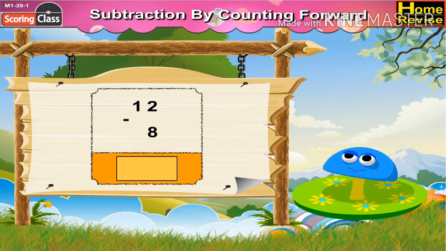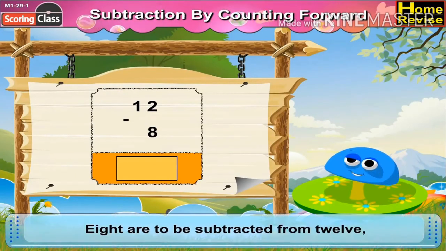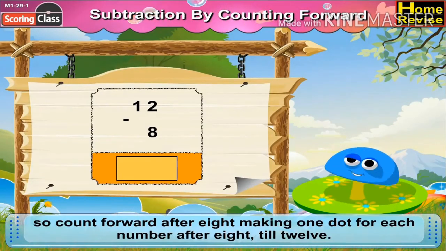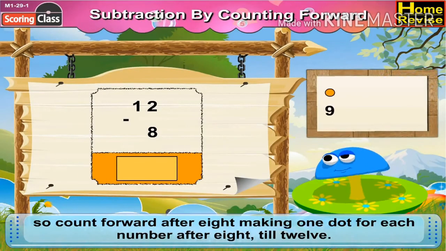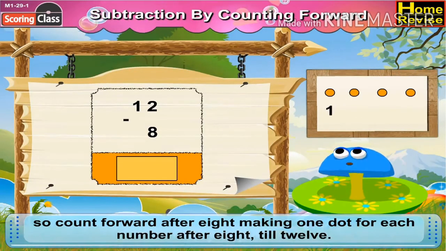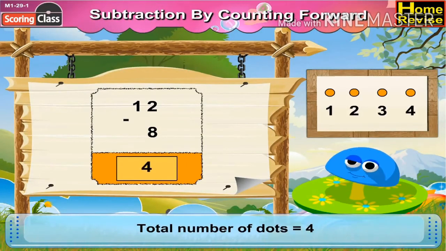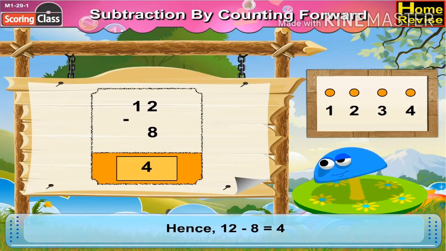12 minus 8 is equal to dash. 8 are to be subtracted from 12. So count forward after 8, making one dot for each number after 8 till 12. So that would be 9, 10, 11, 12. Now count the number of dots. 1, 2, 3, 4. Total number of dots are 4. Hence, 12 minus 8 is equal to 4.